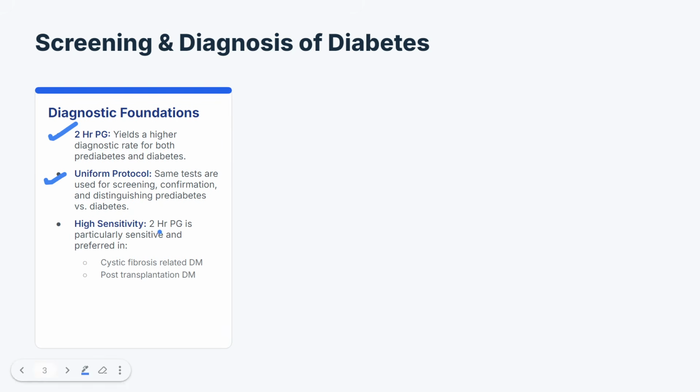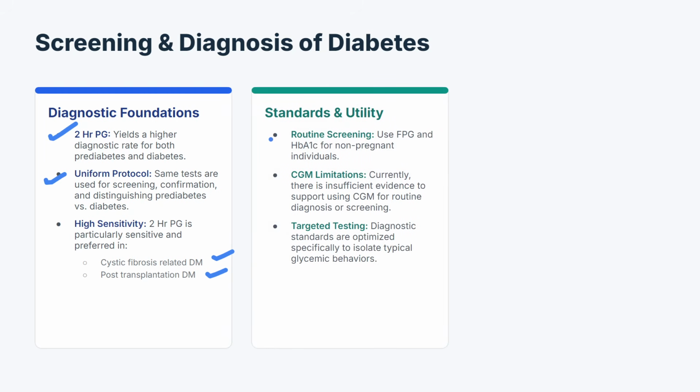As we all know, 2-hour prandial glucose is more sensitive and it is particularly preferred in cases of cystic fibrosis related diabetes and post transplantation related diabetes, as these conditions have deranged postprandial plasma glucose in the initial phases. Now for routine screening, we usually prefer fasting plasma glucose and HbA1c for non-pregnant individuals because of ease of administration.